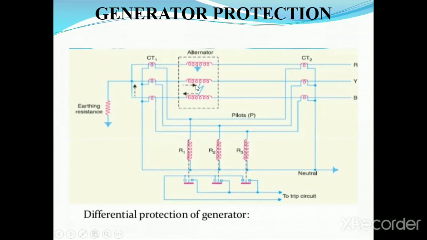Suppose a fault is obtained like this, between the Y and B phases. In that case, some differential currents will be flowing. The currents will be increased in these two Y and B phases of these CTs. Therefore, there is some difference between CT1 and CT2. That differential current will be flowing through this relay coil. In that case only the relay coil will be energized. There is a difference between these two coils.